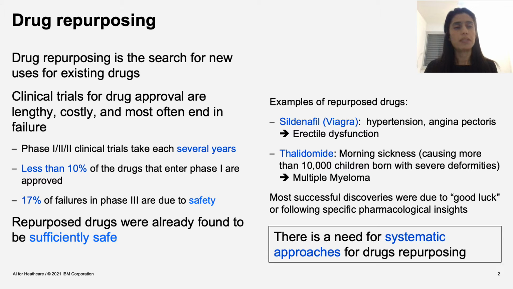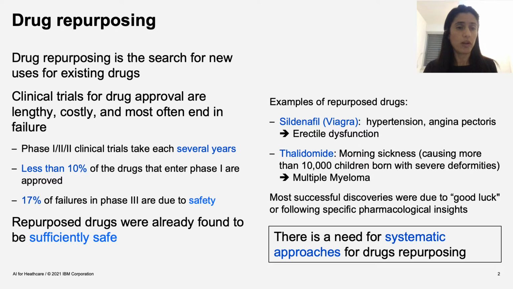Drug repurposing is the search for new uses for existing drugs. It is motivated by the fact that clinical trials, which are used for approving the drugs, are lengthy, costly, and most often end in failure. So drug repurposing mitigates the risk for failing clinical trials due to safety issues because these drugs were already found to be sufficiently safe. So there are examples of repurposed drugs.